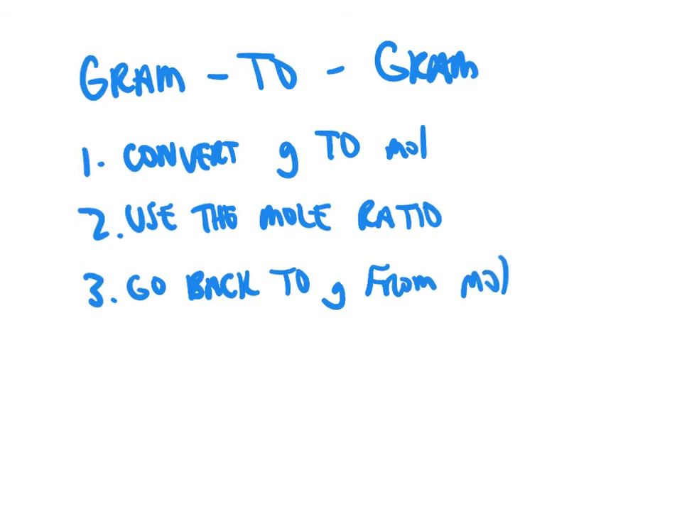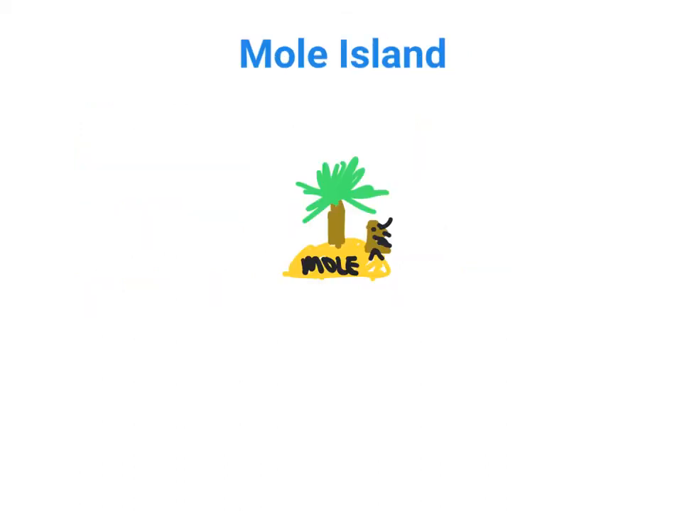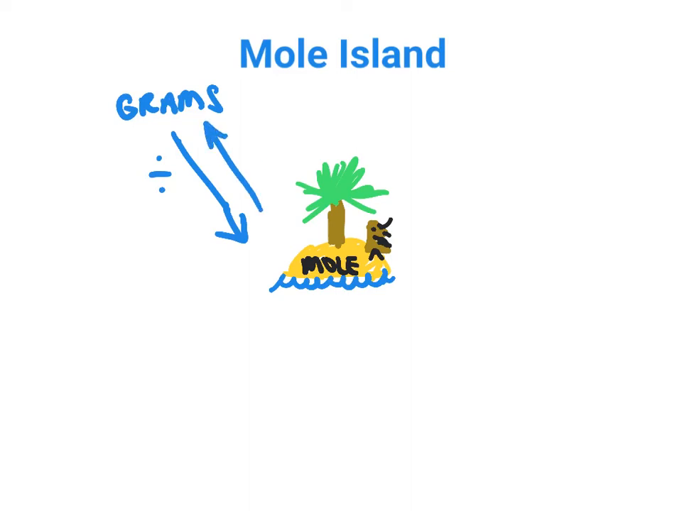We often like to draw something called mole island. And let me show you what that is. So you can imagine mole island as a beautiful little island that's got a mole on it. And to get anywhere in stoichiometry, you have to go to mole island. So if we start with grams, to get to mole island, you have to use the molar mass. To go from grams to moles, you divide by molar mass. And to get back from moles to grams, you multiply by molar mass. So the way you get there is molar mass.